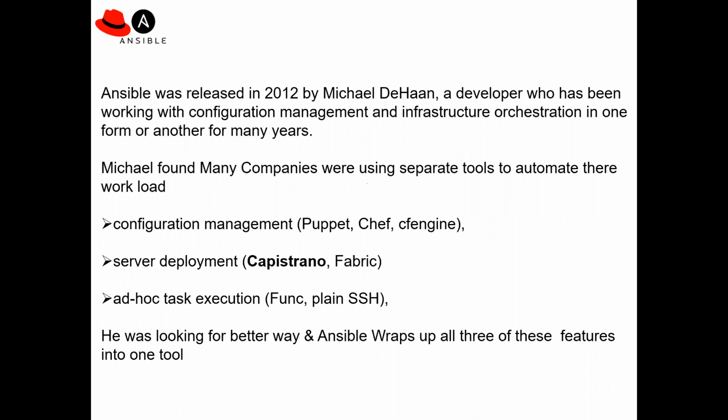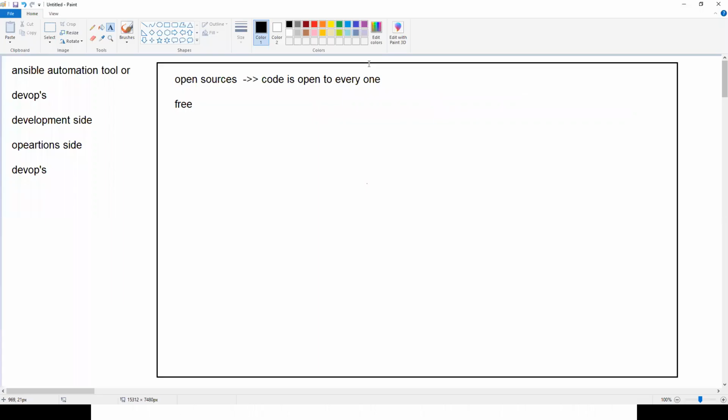Really, do you think that Ansible is a product of Red Hat? No, it is really not. Why? Because Ansible was released in 2012 by Michael DeHaan. Now you want to know who is this Michael DeHaan? So Michael was a DevOps admin at that time. He was a DevOps admin exactly, right?